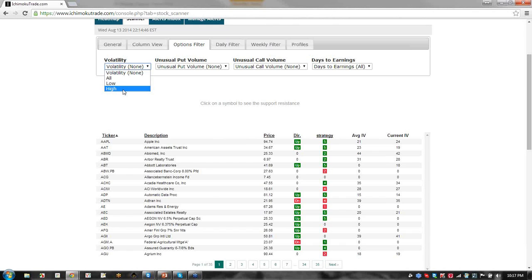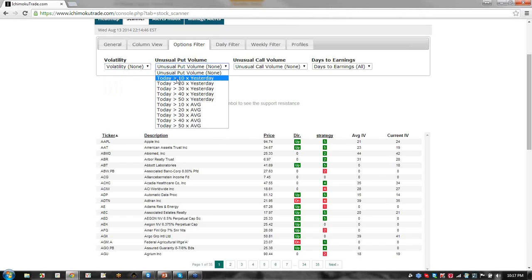Everyone okay with that? Yes? Now this is the other thing that we added, unusual put volume and everything. So this looks at the put volume today is greater than 10 times yesterday's volume, so forth. And this looks at the average for 20 days, and it looks at 10 times for that, and it looks for today being greater than that. Everyone okay with that? So you could scan for unusual put and call volumes here.